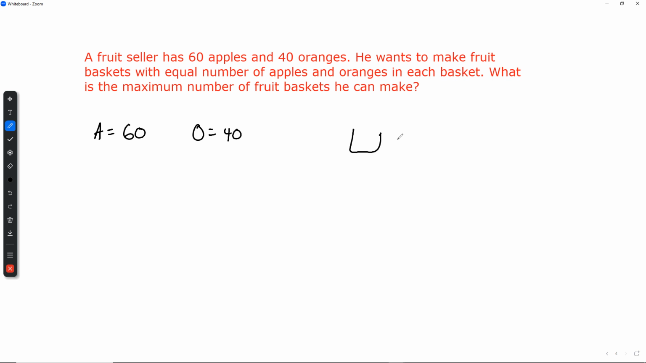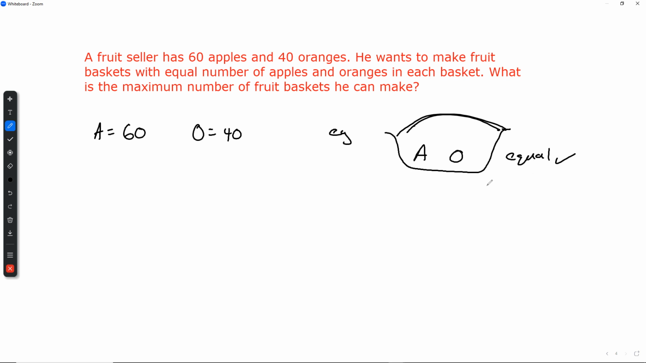So he wants a fruit basket, an example of a fruit basket with an equal number of apples and oranges. So you can have like one apple and one orange. That's equal. Or you can have another one like 10 apples and 10 oranges. That's also equal.